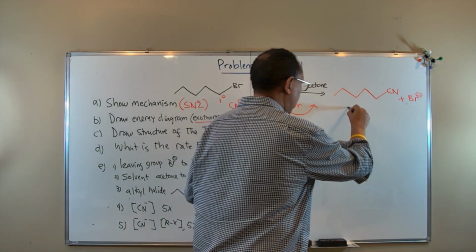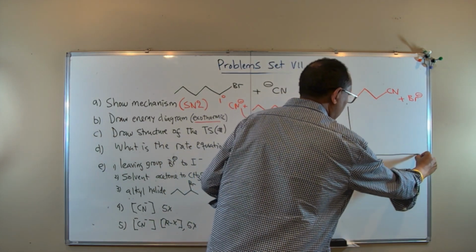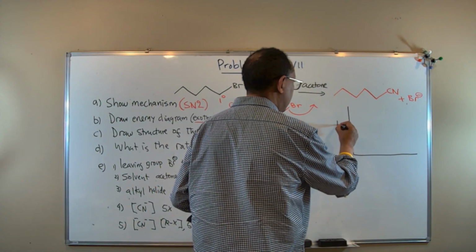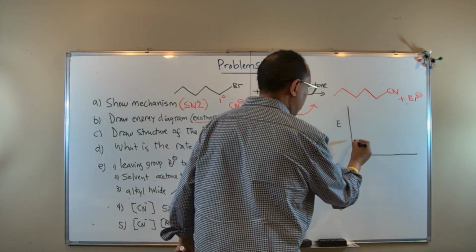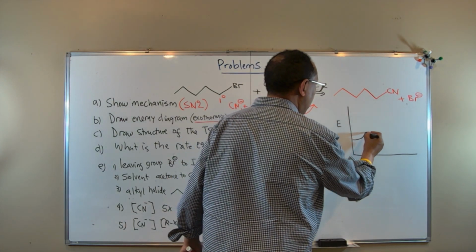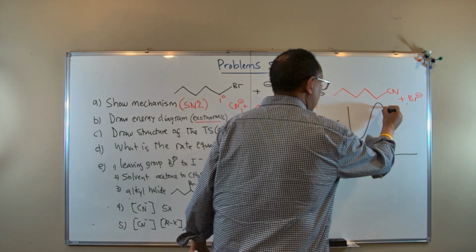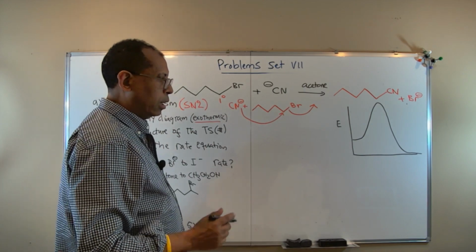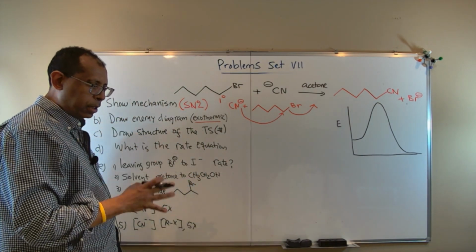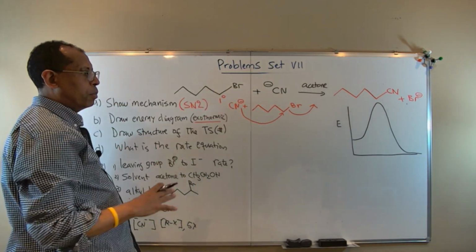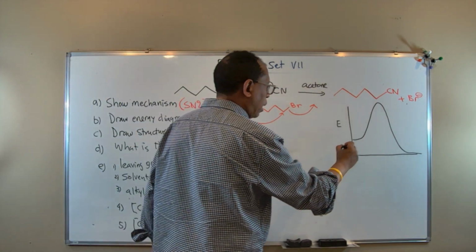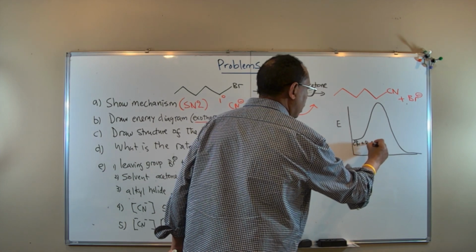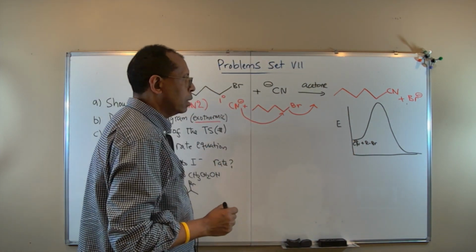You have X and Y axis like this. This is energy, and you have the starting material here. You reach the transition state, no intermediate, and the product is formed. SN2, single step. It is a single step reaction. So the cyano and the RBr, meaning the alkyl halide, are the starting material.